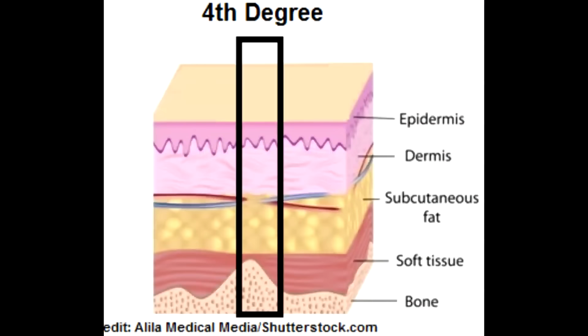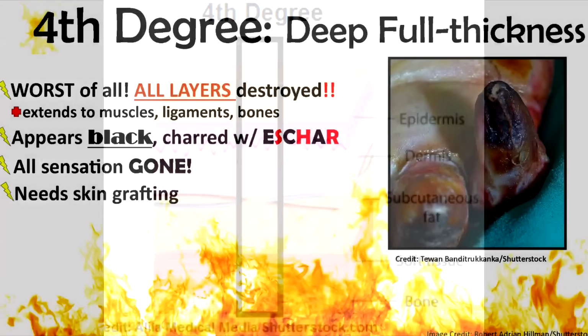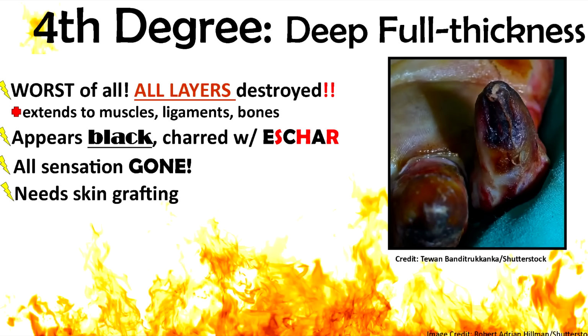Now let's look at 4th degree. This is the worst of them all, and this is going to affect the epidermis, the dermis, the hypodermis, the subcutaneous tissue, all the way down to the muscle and the bone and the ligaments, so all of it. And it appears, when you look at it, it's going to appear black, charred with eschar, and all sensation is totally gone. And of course, these patients are going to need skin grafting, probably cosmetic surgery, and a lot of things like that.